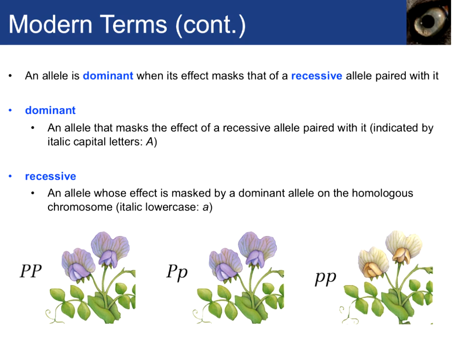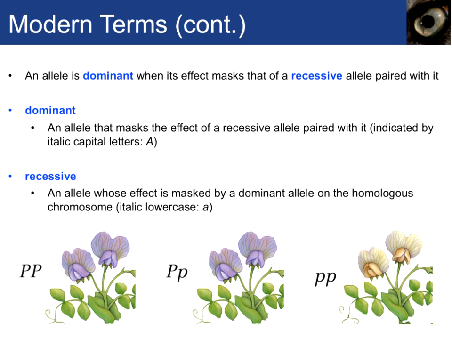So an allele is considered dominant when its effect masks that of a recessive allele paired with it. So a dominant allele is indicated by an italic capital letter, such as the capital P for purple flower color in a pea plant. A recessive allele is indicated by an italic lowercase letter. So in this case, it's a lowercase p for the white flower color in the pea plant. You can tell that the recessive allele is recessive when the phenotype of the heterozygote, such as the purple pea plant in the middle, is the same as the homozygous dominant, such as the purple plant on the left.